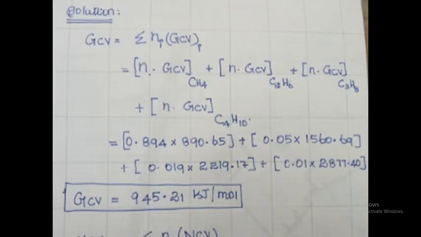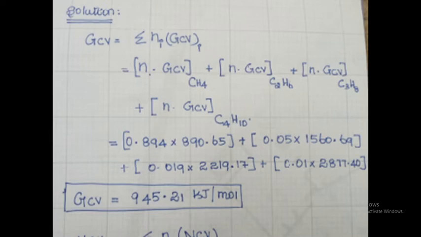Okay. Solution of this problem: first we are going to find GCV, that is gross calorific value. Students, one thing is very important here. In this problem, more than one component is present, so this problem is a gaseous mixture problem. So what is the formula for GCV for a gaseous mixture? GCV is equal to summation of Ni into GCVi. Are you clear or not?